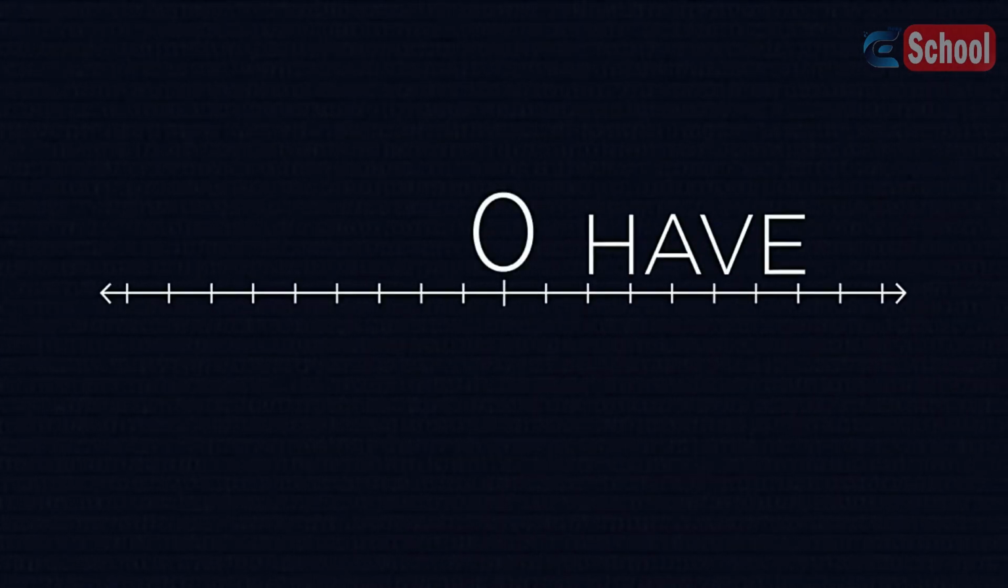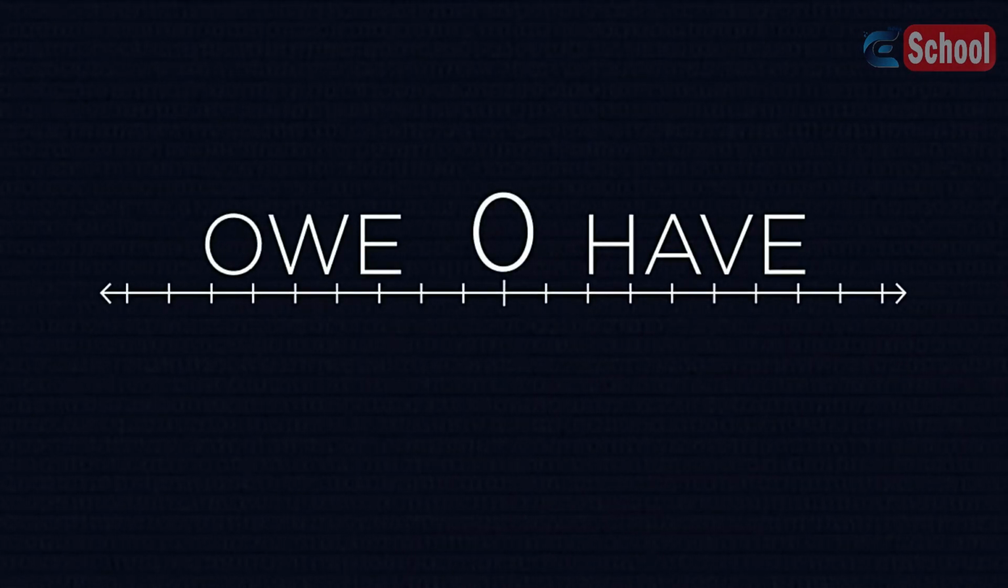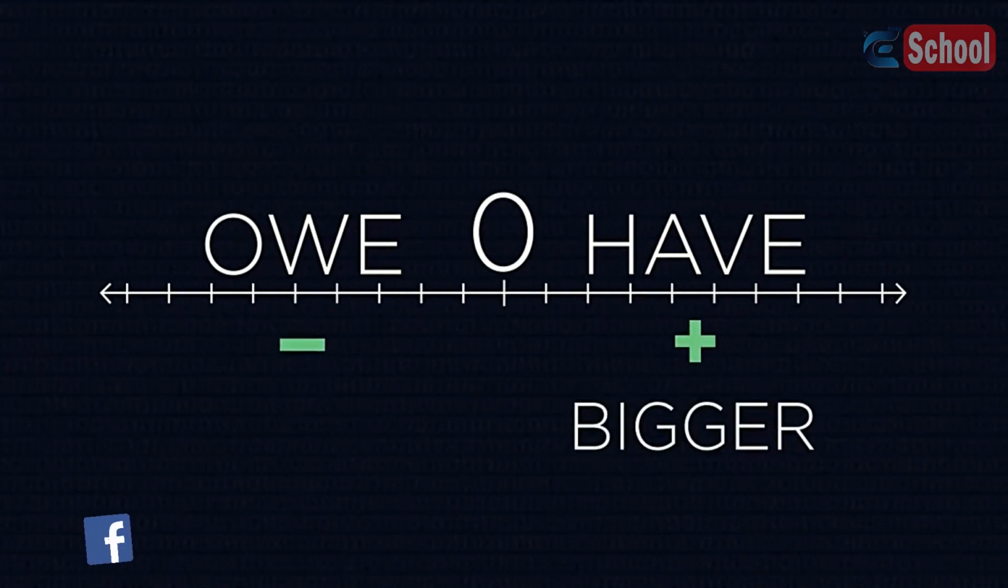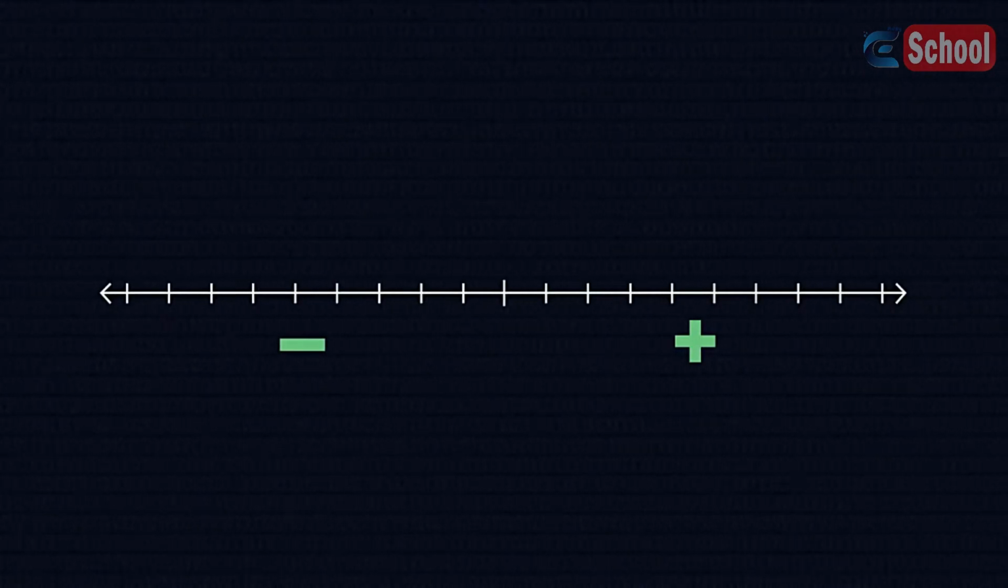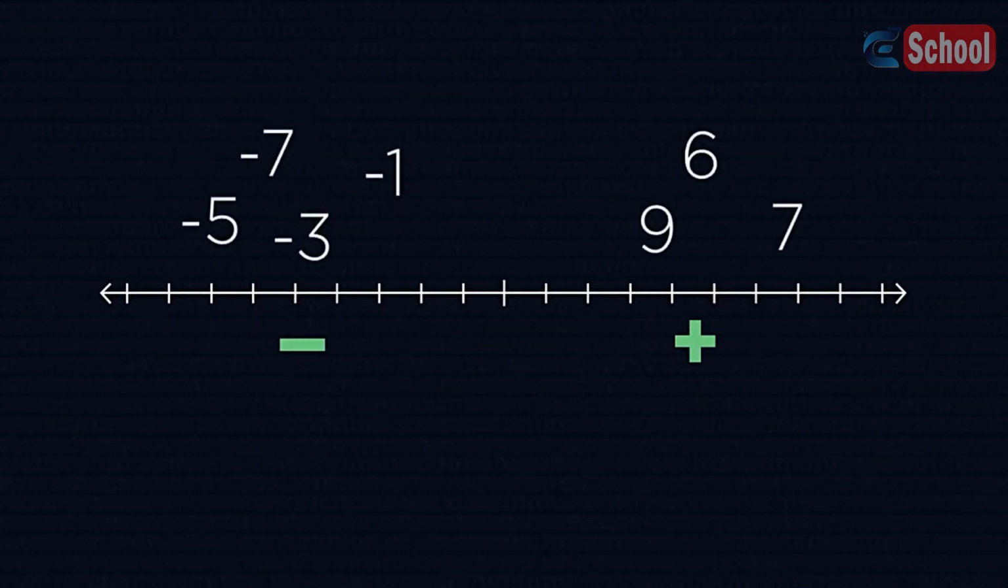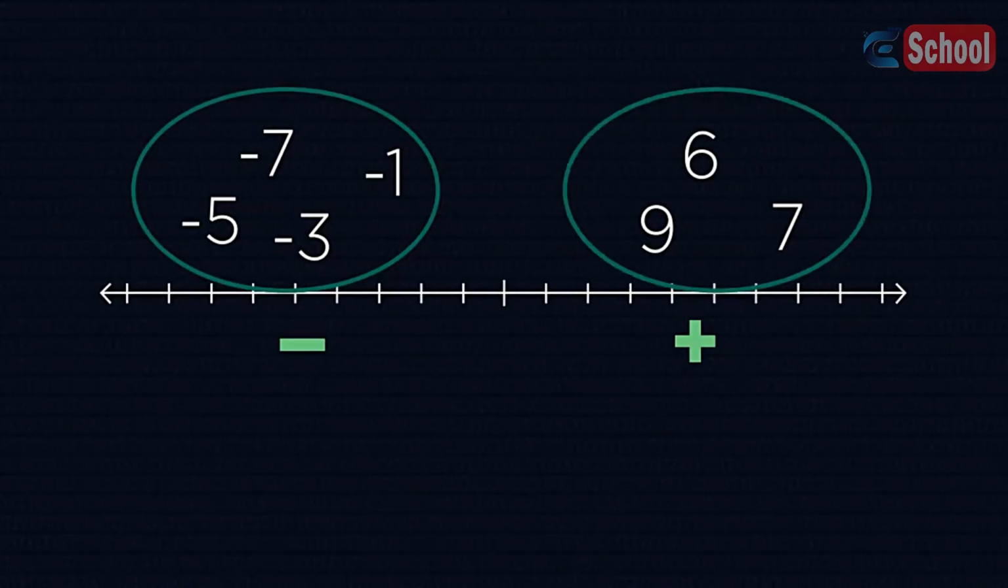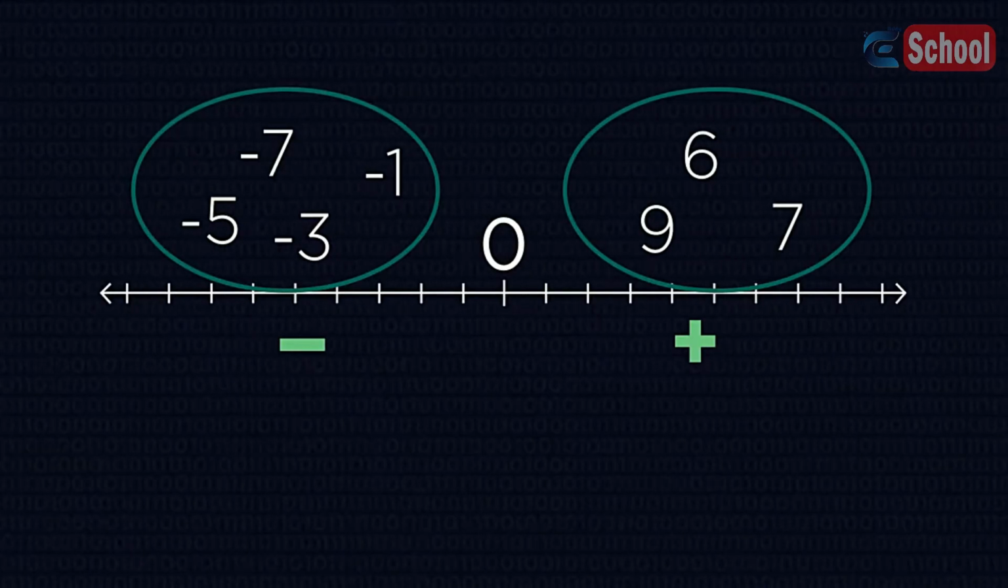To have money is better than to owe money in most cases. That's why positive numbers are always bigger than negative. So our first step is to split numbers in two groups, negative and positive. If we have 0, it will stay in between these groups.